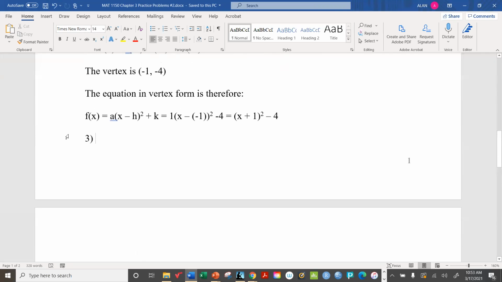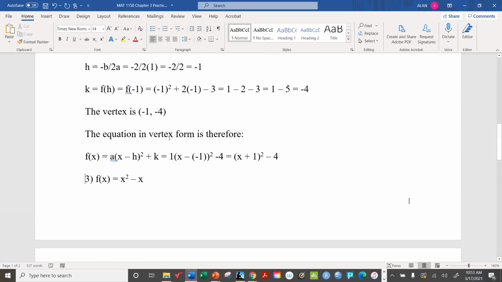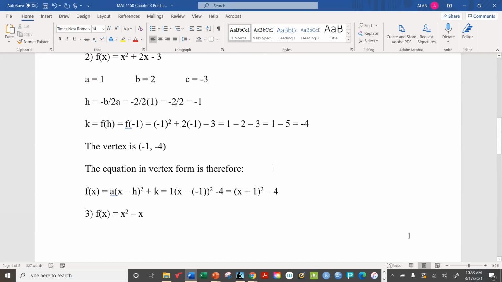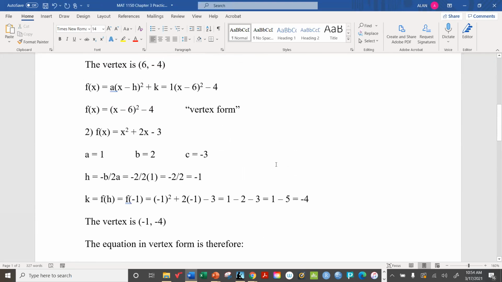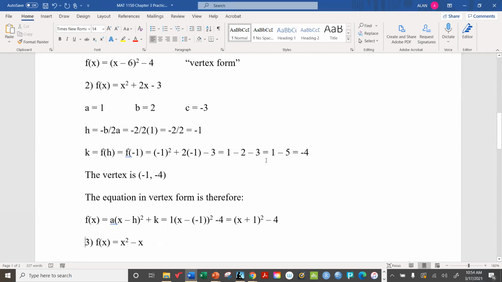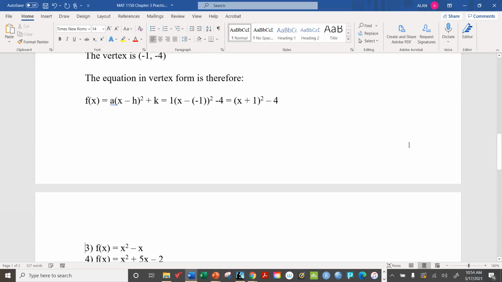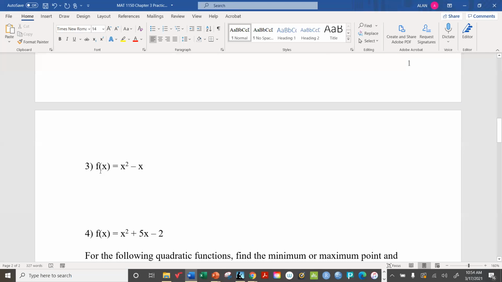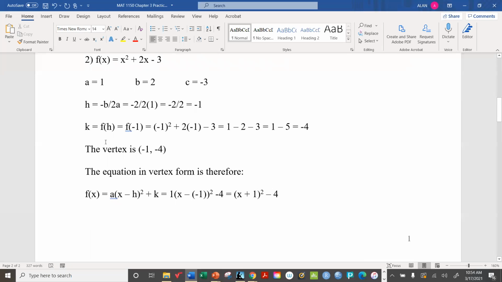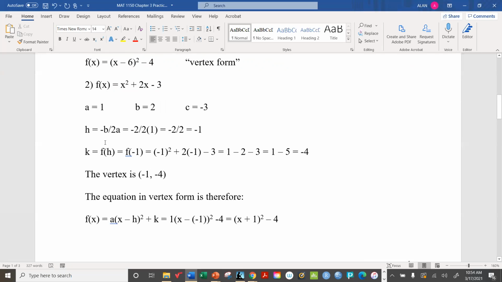I don't know exactly what I was doing. I got f of x equals x plus 1 squared minus 3. Oh wait, no, I see where I went wrong. When I subtracted the 1 from both things, I forgot to subtract it from the 3. So I kept my -3 instead of making it -4. Okay, all right, very good.